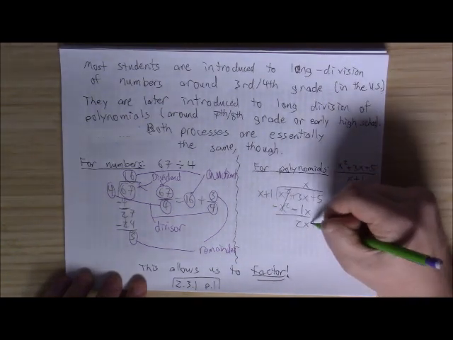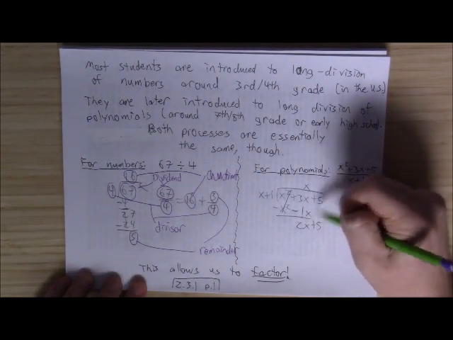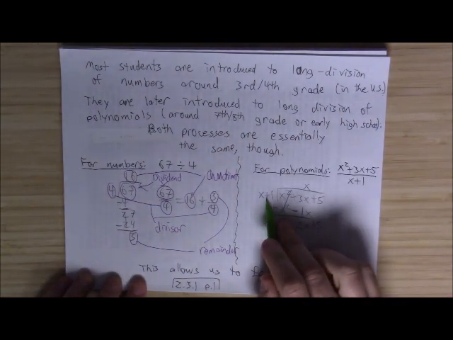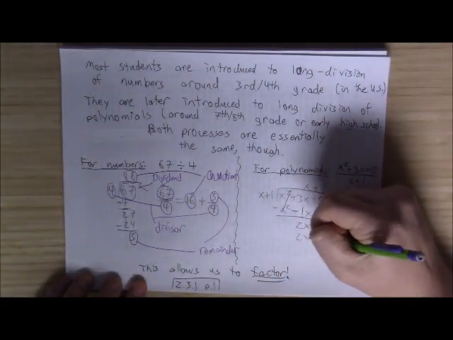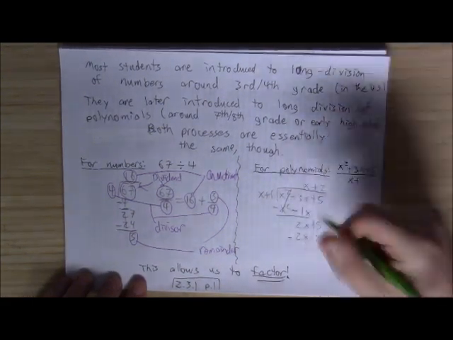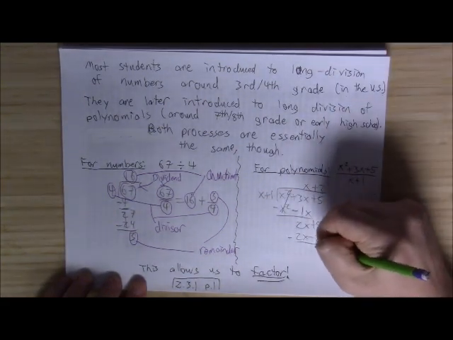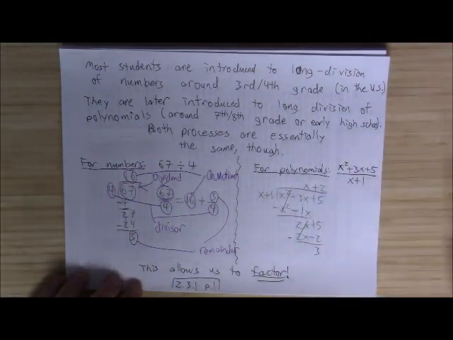Well, now, bring down the next term and move on. I'm trying to match 2x by multiplying x plus 1 by something. Well, I can match it by multiplying by 2. So I get 2x plus 2. Again, I have to change all the signs, though. Doing that, I end up with a 3 there, and those cancel.